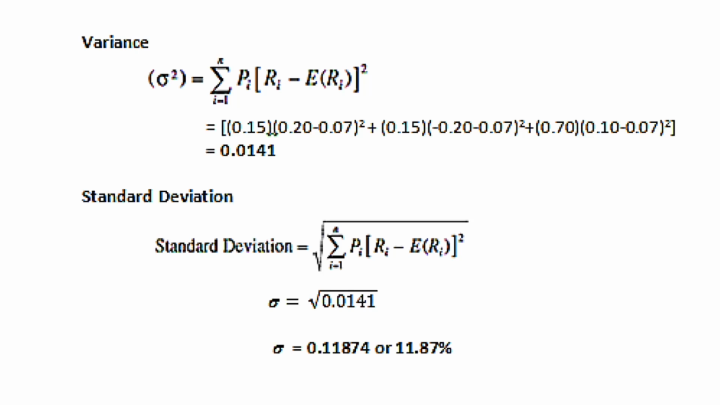Then we compute for standard deviation, which is simply the square root of our variance. So, the square root of 0.0141 is 0.11874 or 11.87%.